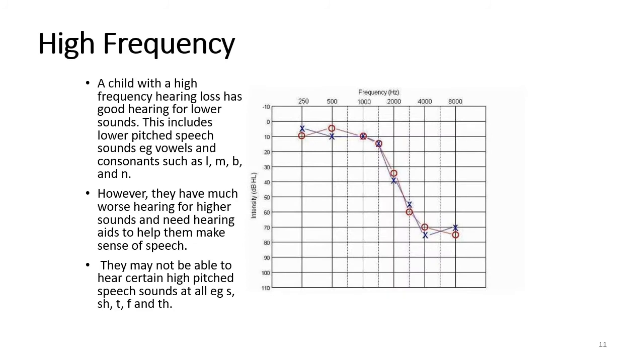Some children have high frequency hearing loss. This means that they hear well in the lower pitches, including lower speech sounds, and worse in the higher pitches, which include sounds like s, sh, f, and th. This kind of hearing loss can be very confusing for parents as they observe that their child is responding to speech without realizing that they are not actually hearing all the different speech sounds. Children with high frequency hearing loss will need hearing aids to help them hear all the speech sounds and let them make sense of speech. They will usually rely on lip reading to access some of those higher sounds too.